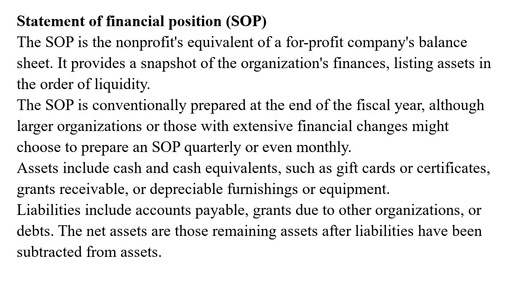Assets include cash and cash equivalents such as gift cards or certificates, grants receivable or depreciable furnishings or equipment. Liabilities include accounts payable, grants due to the organizations, or debts. The net assets are those remaining assets after liabilities have been subtracted from assets.